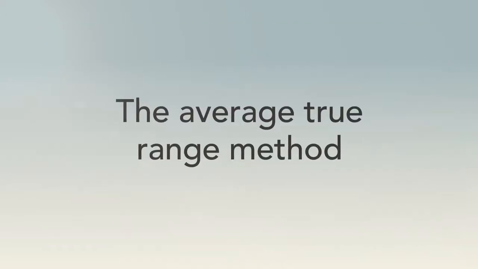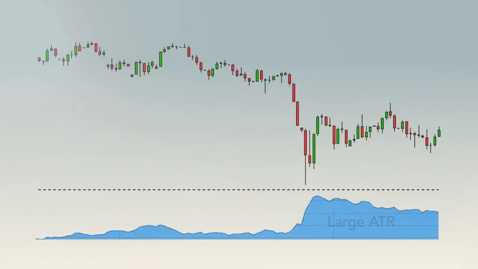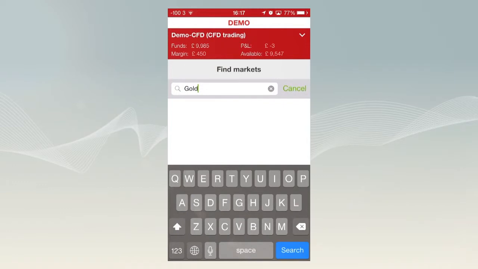Our last method is based on the average true range indicator. It reveals how volatile a market is over a specified period of time. A large ATR indicates high volatility, whereas a small ATR indicates low volatility. People use a percentage of the ATR to determine exactly where they want to place their stop loss. Let's take a look at the spot gold market.